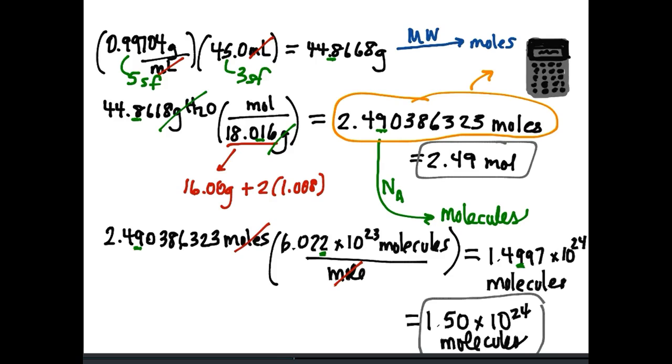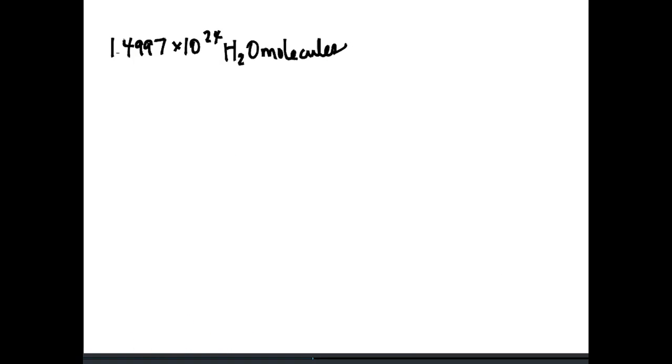Part C, we're going to use our answer to part B. We're going to use the unrounded number, and we're going to use the formula for water, H2O. We're going to know that there are 2 hydrogen atoms in every 1 molecule of water. So what we should be doing is multiplying this number by 2, right? So if we have 1.5 times 10 to the 24th molecules of water, that means we should have approximately 3 times 10 to the 24th hydrogen atoms.